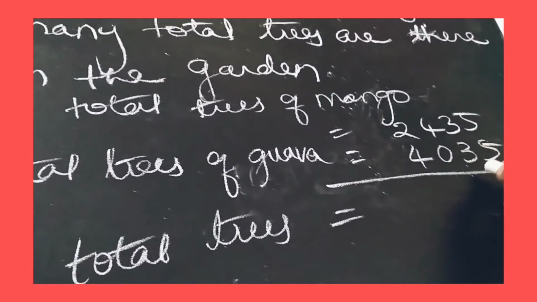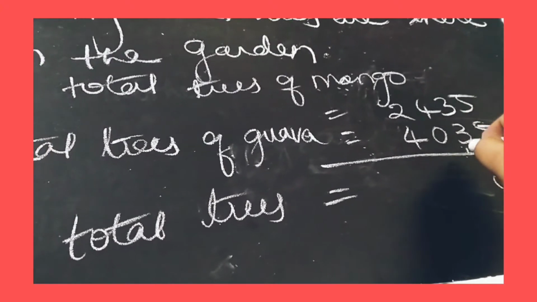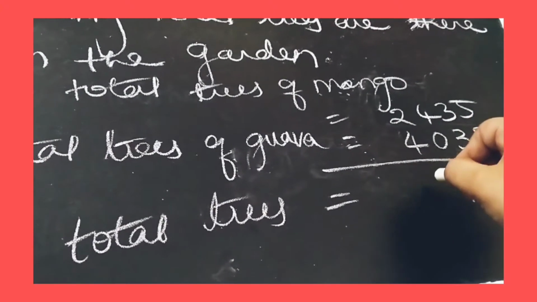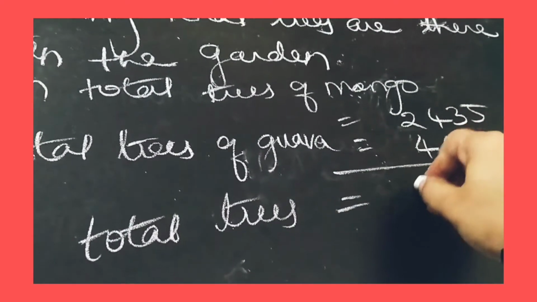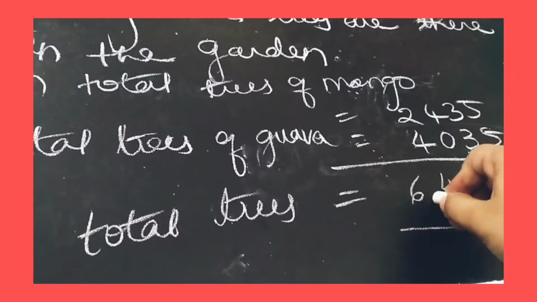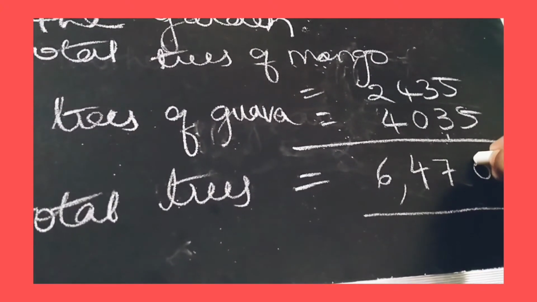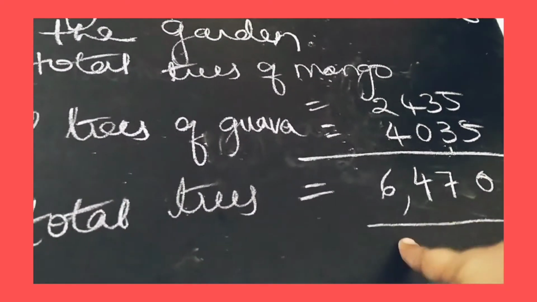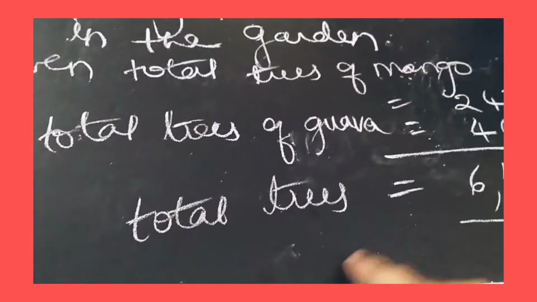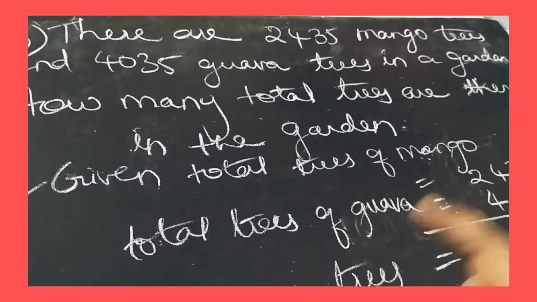Okay, 5 plus 5 is again here 10, 3 plus 3 is 6, 7, 4 plus 0 is 4, 4, 5, 6, 2 plus 4 is 6. So it is 6470. Okay, 6470. So total trees, how many trees are there? 6470.